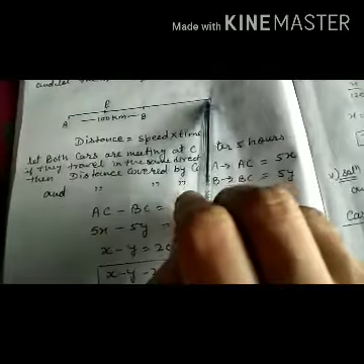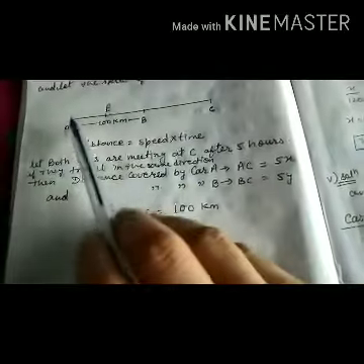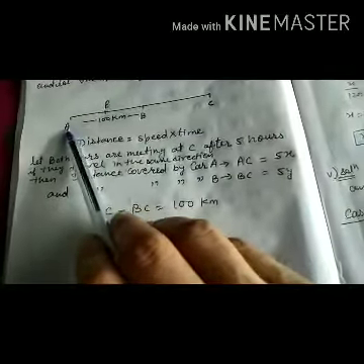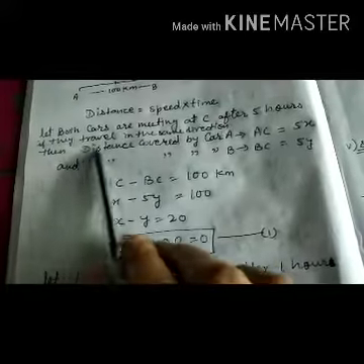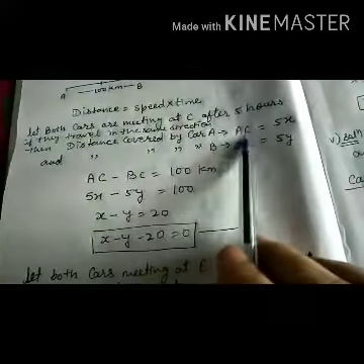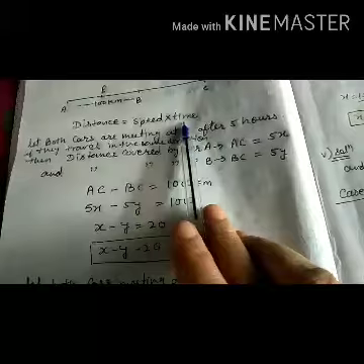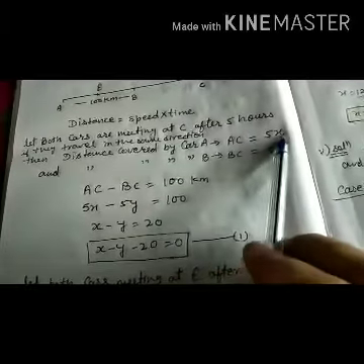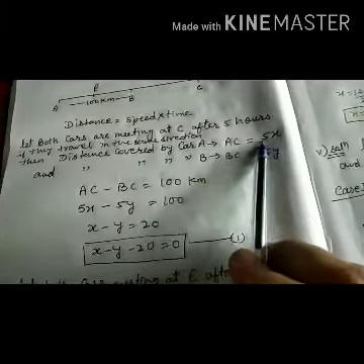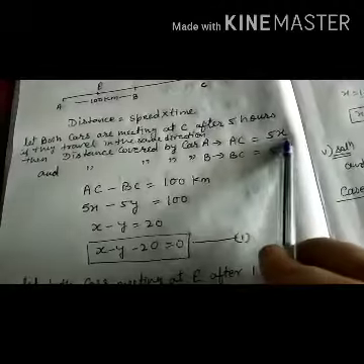If both cars move in the same direction, after 5 hours they meet at the same point, that is C. So the distance covered by the first car is AC, and the distance covered by the second car is BC. The distance covered by the first car, AC, is speed times time. The first car's speed is x and the time is 5 hours, so the distance is 5x.